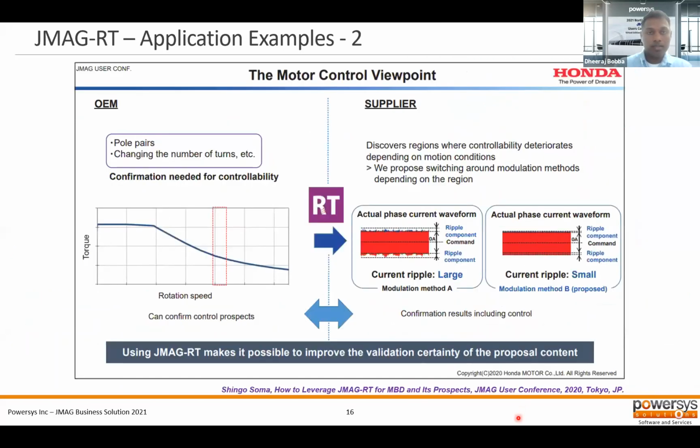And the second one is an example from a presentation made by Honda at the JMAG user conference in 2020. They identified some controllability issues at some operating range. And this actually covers two aspects. They were able to share the RT file with an outside supplier, and they were able to figure out the cause of that controllability issue and come up with an alternative modulation method to suppress that. And this was caught at a much earlier stage and they were able to reduce the design cycle time.